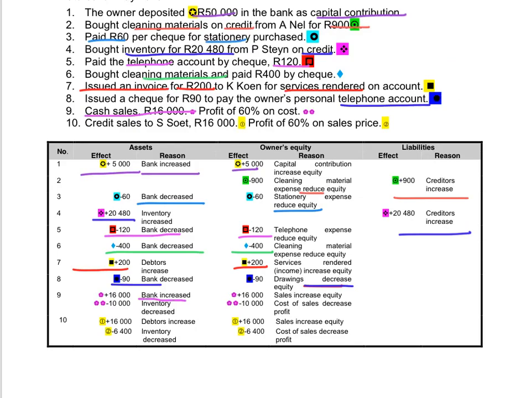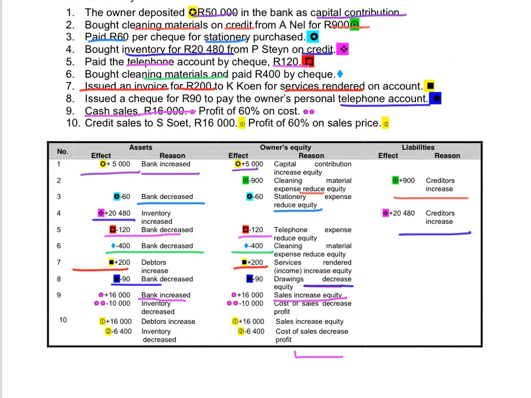Sales account will increase profits, so equity will increase with the sales price. So the money that we put into the bank is the sales price. The money that will increase my profits is the sales price. So bank and sales will go together. A profit of 60% on cost price was made. So that means we have to go and calculate what is the cost price of the goods so that we can complete the second part of this entry.